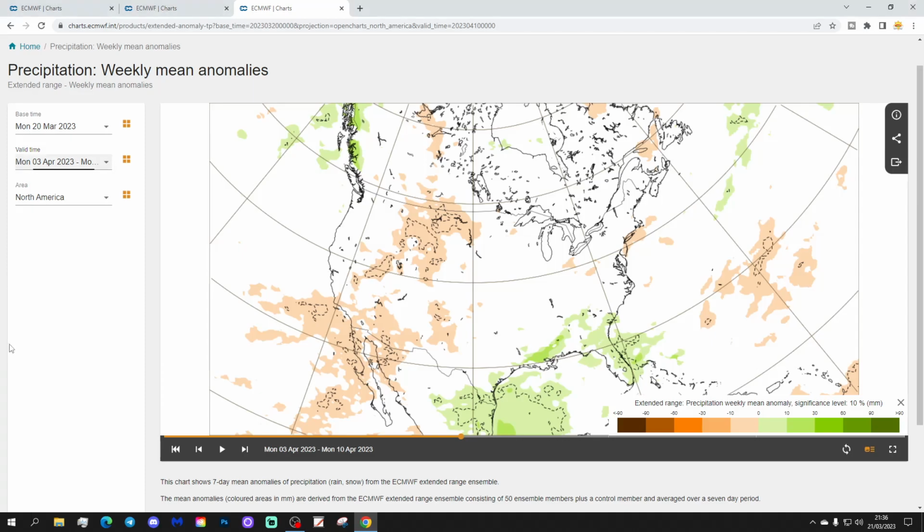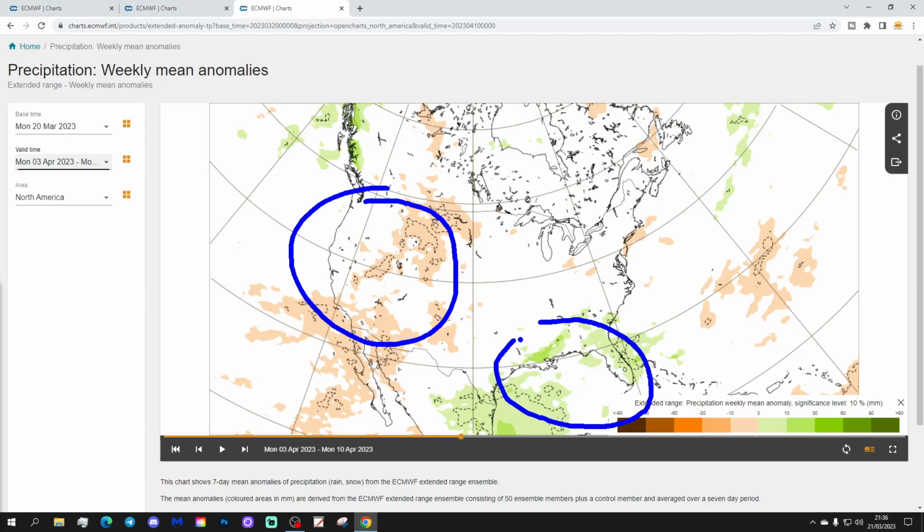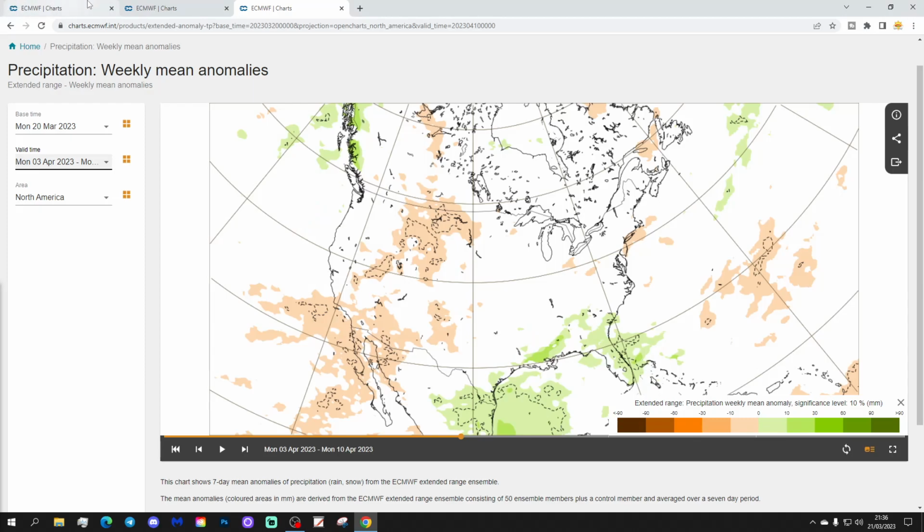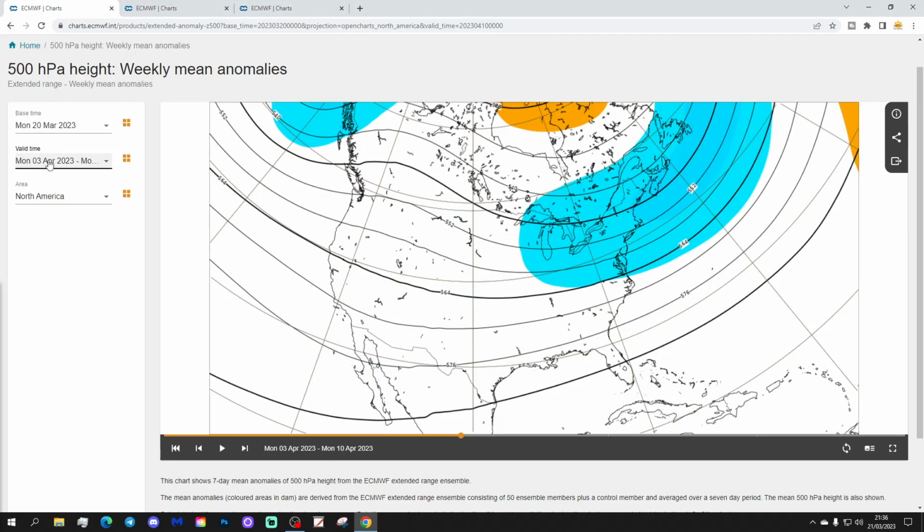Precipitation-wise, weakening signal, but looks drier out west, maybe indicating a bit of a ridge starting to get going in the west of America rather than a trough as we have through most of the season. And again, down in the extreme southeastern corner, looks a bit wetter, otherwise there's not much of a signal.